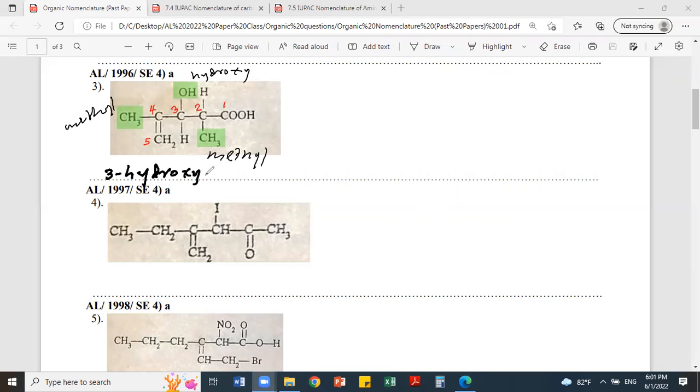Look at the screen. So then it will be 2,4 because the same substitute groups are attached to both the second and the fourth carbon. 2,4 dimethyl. Pent 4 enoic acid.